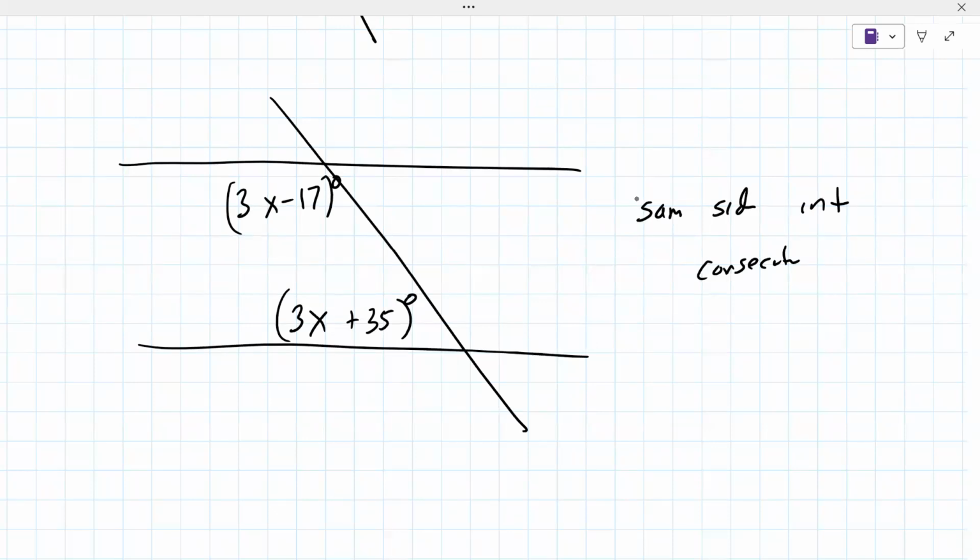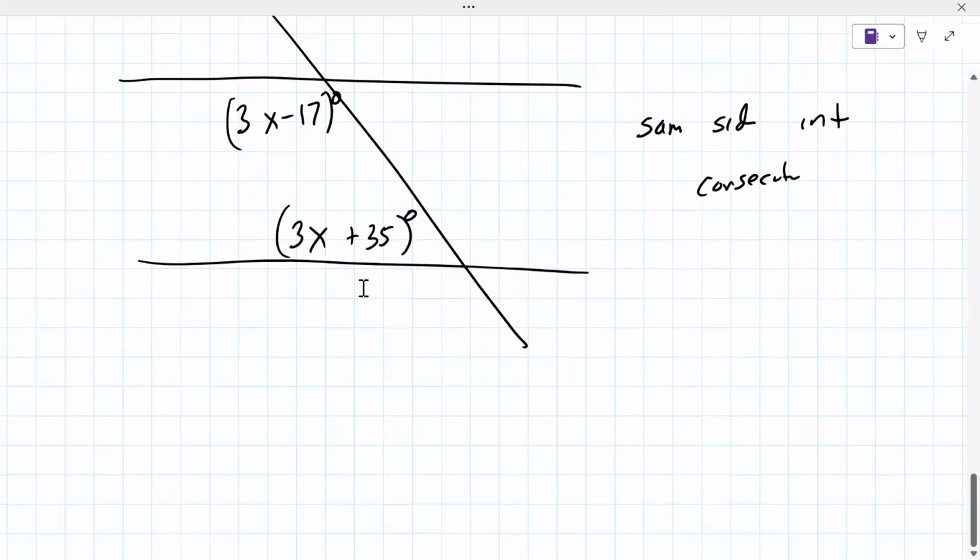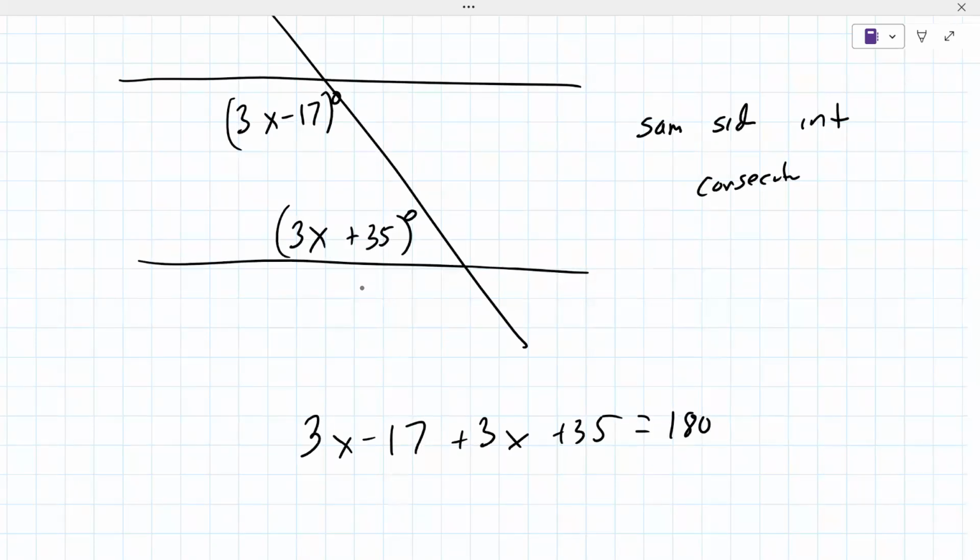Are they congruent or do they add up to something? They add up to something. Yeah. What do they add up to? 180 degrees. Yes. So you've got 3x minus 17 plus 3x plus 35 equals 180. Go ahead and solve for x.